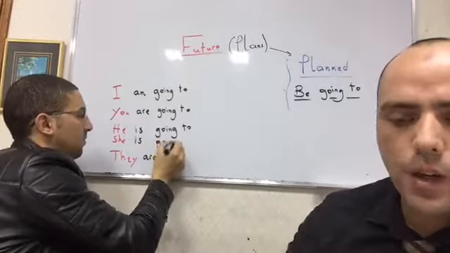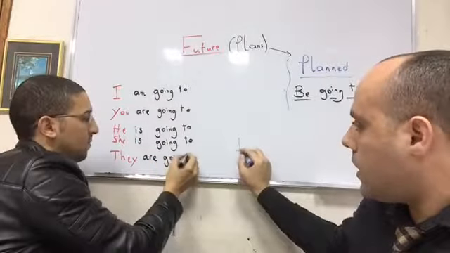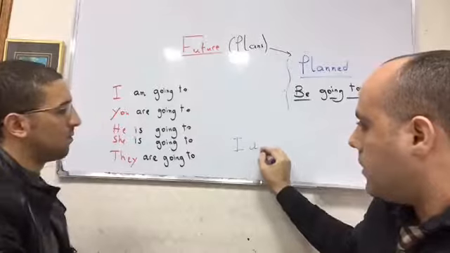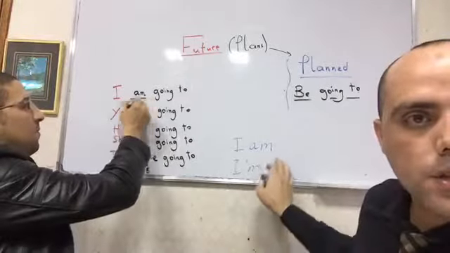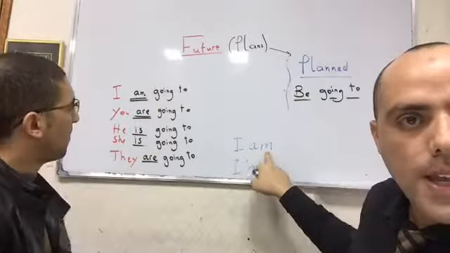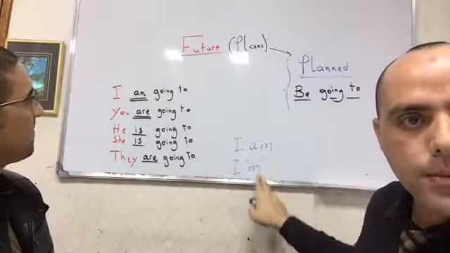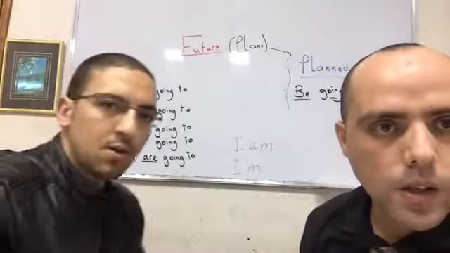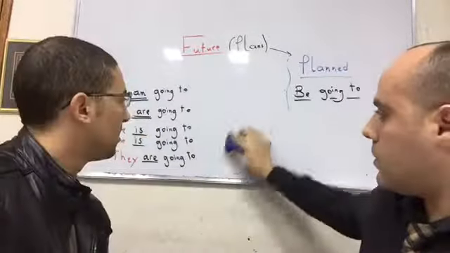If you're going to write down, I'm just going to use this one. If you're going to use I, you're going to use either am or just 'm. I am traveling or I'm traveling. This is an abbreviation for am. Can you give me another example of arrangement? Okay, let me just answer the question.